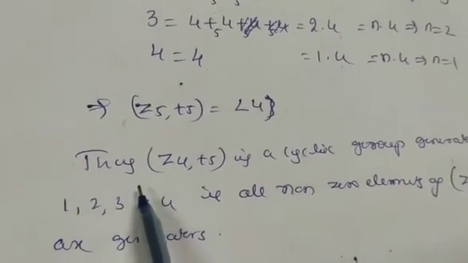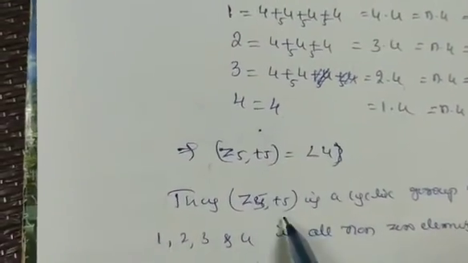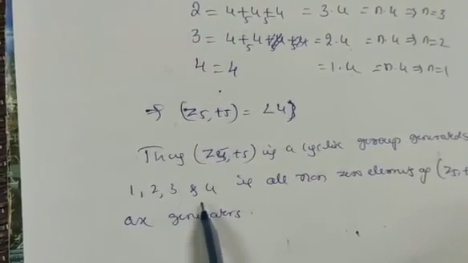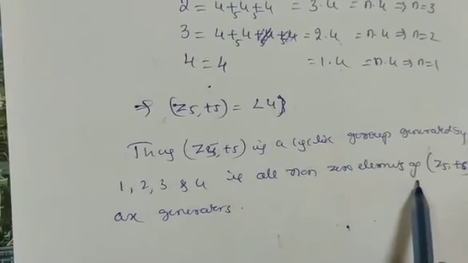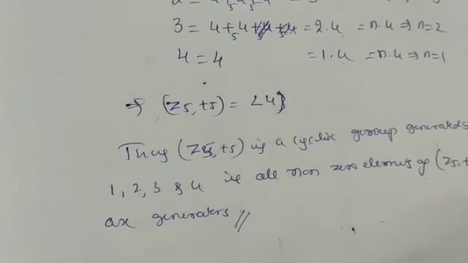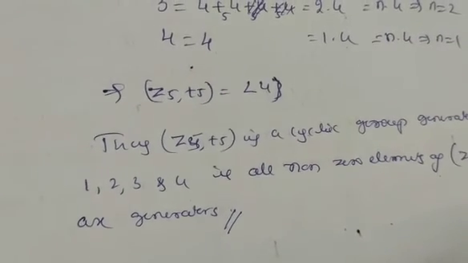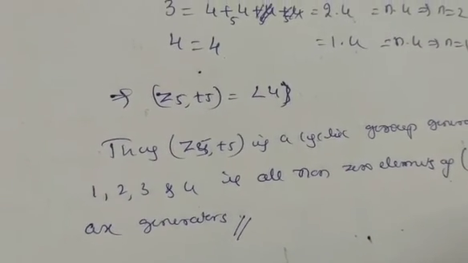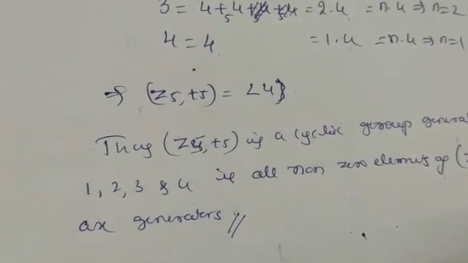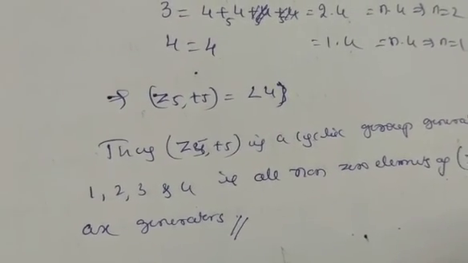Thus we can say that Z5 under addition mod 5 is a cyclic group generated by all the elements 1, 2, 3 and 4. That is, all non-zero elements of Z5 under addition mod 5 are generators of this group. Except 0, all the elements of Z5 are generators of this group. So like this we can prove that a cyclic group can have many generators.